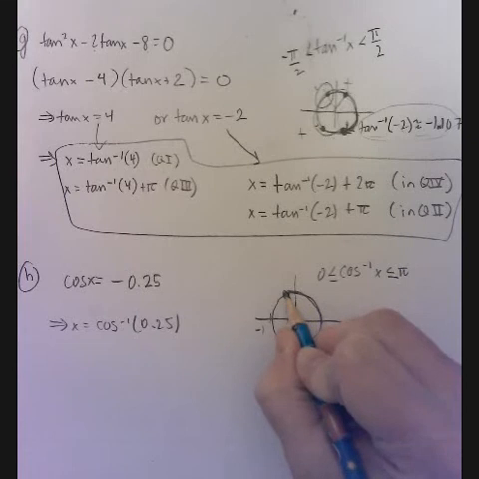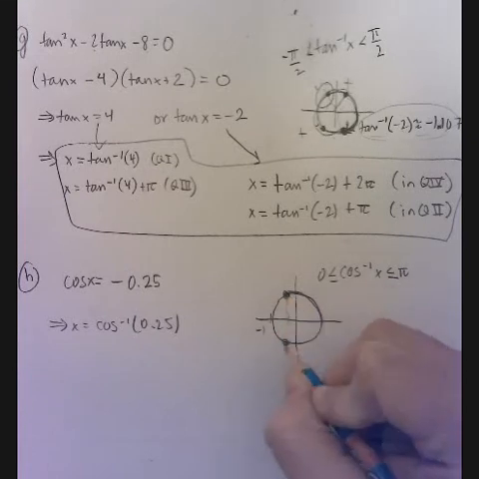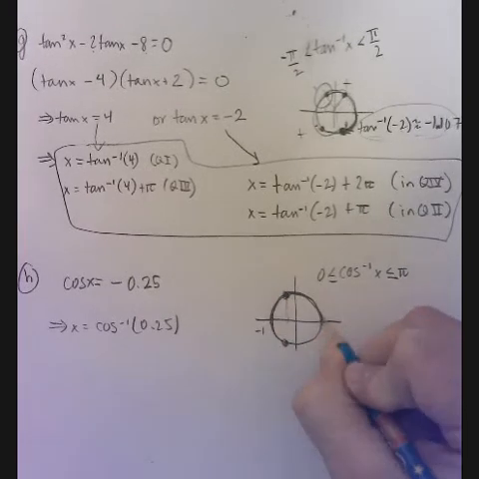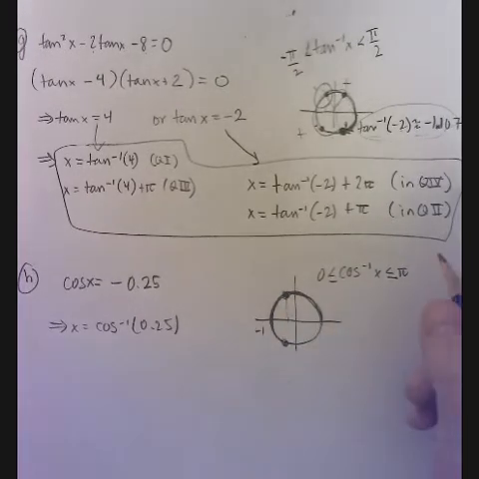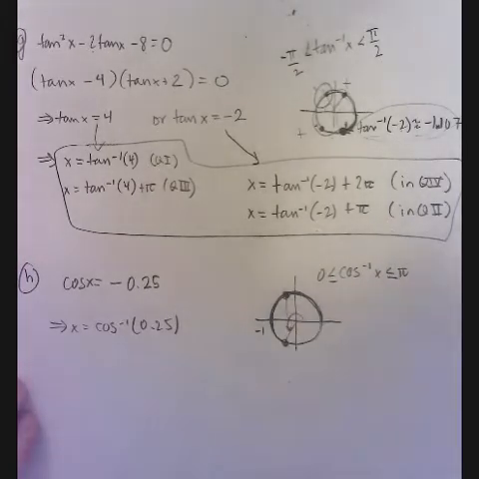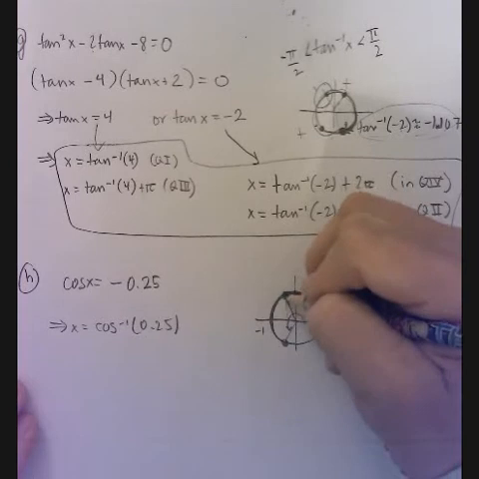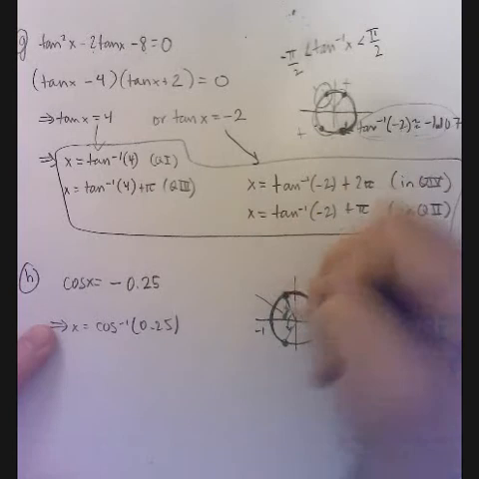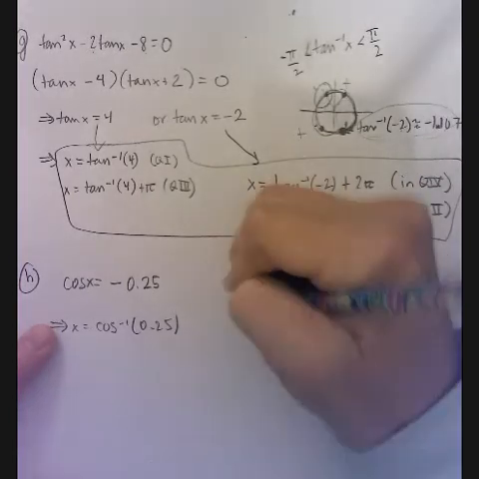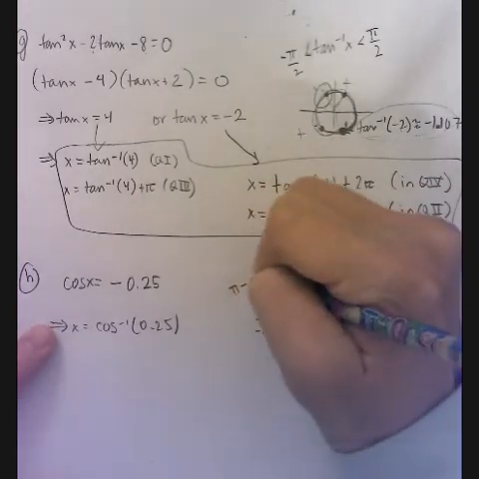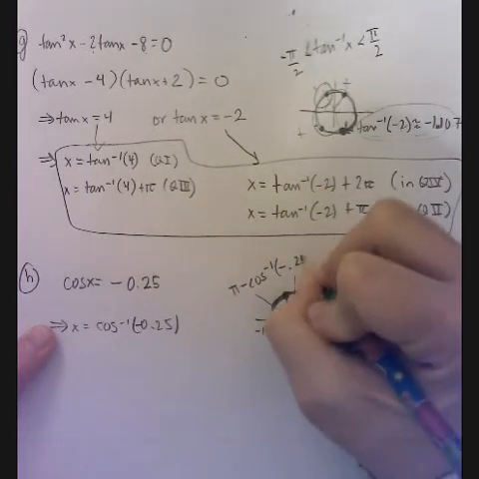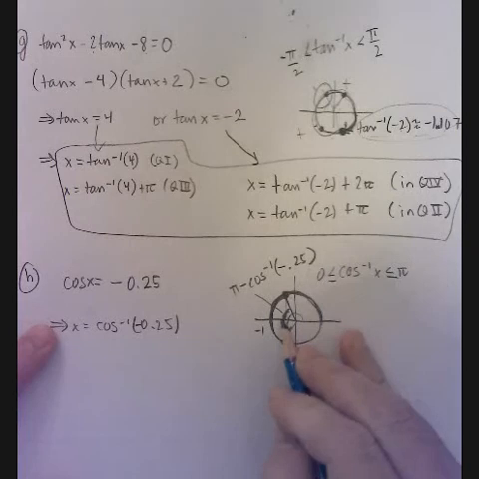1.823, it's just estimated, it's about right here. So we need to find how long this arc is, or if you will, how big this angle is. Well, again, you can use this reference angle here. This angle, or this number, these are the same size, pi minus cosine inverse of negative 0.25. So that's what we want to add to pi.